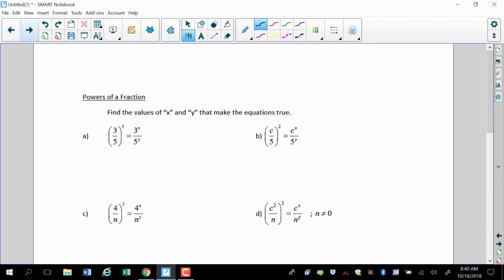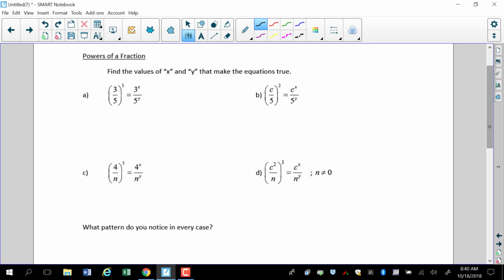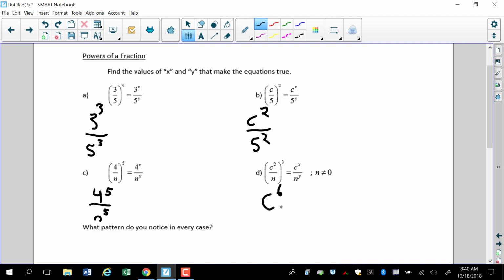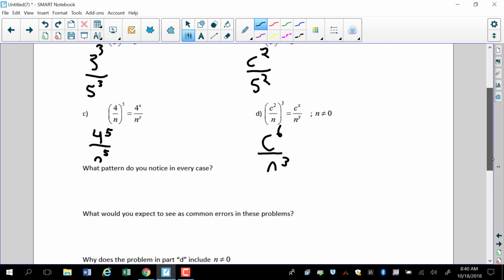The powers, same thing. The difference with this, when we're dealing with a fraction, really no different. It just applies to both the top and the bottom. So in this case, I have 3 3s up top, and I have 3 5s on the bottom. This one I have 2 c's up top and 2 5s on the bottom. 4 5s up top and 5 n's on the bottom. And then here, 3 times 2 is 6, so I have c to the 6 over n to the 3. So again, the pattern you should notice is that we're just distributing this power over here. It's not really anything fancy.